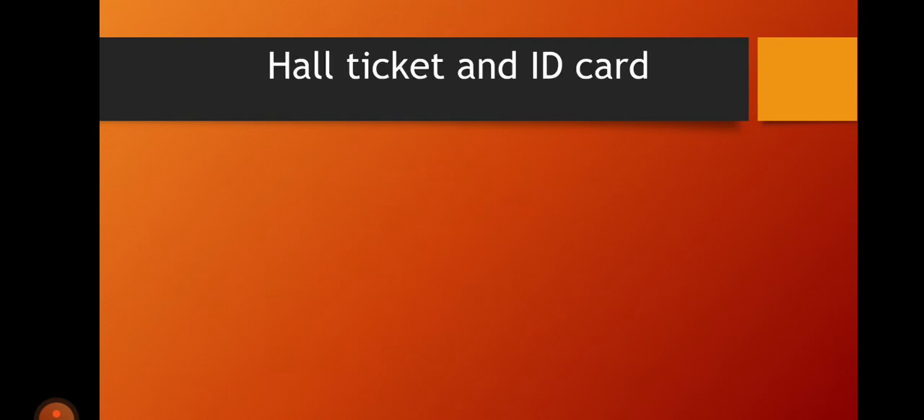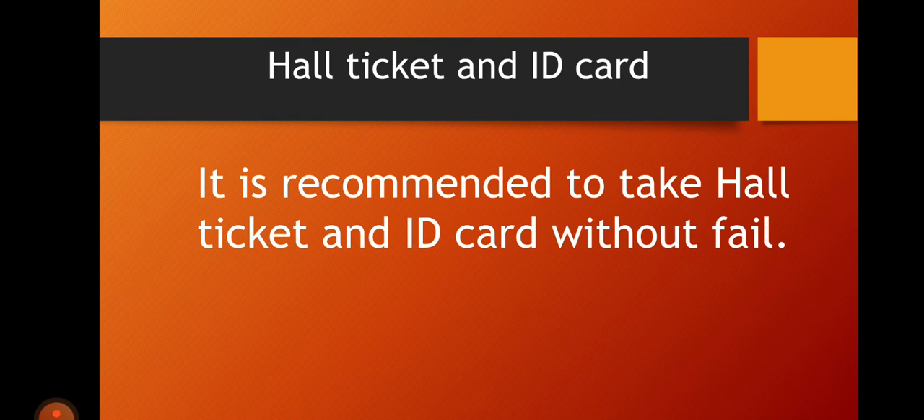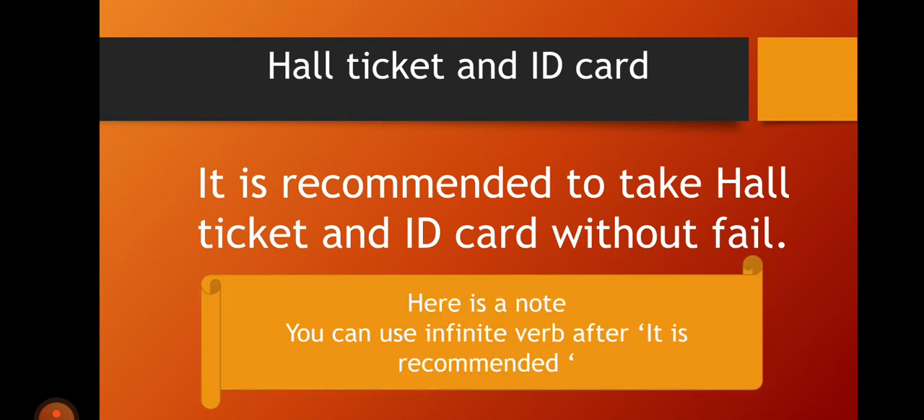Likewise, you are going to write it for all the sentences here. See, for hall ticket and ID card, better you use it like this: it is recommended to take hall ticket and ID card without fail. So now, you see the same note I have given here, the sentence pattern, you have to keep it in your mind always: it is recommended plus to plus verb plus other part of the sentence. So here automatically it is recommended plus to plus verb plus hall ticket and ID card without fail.